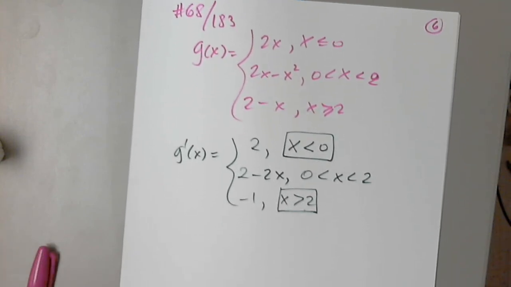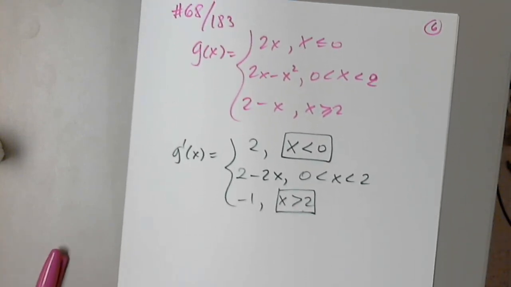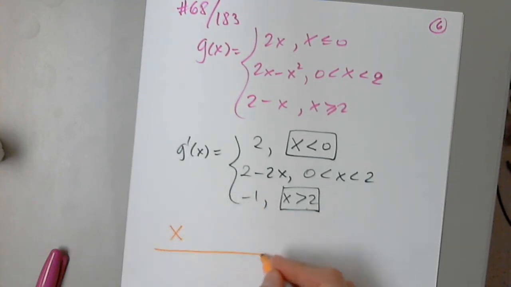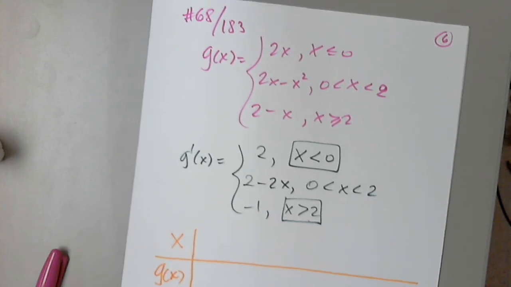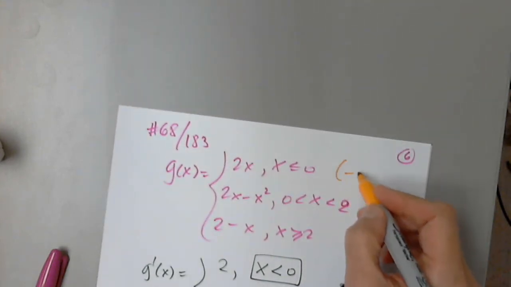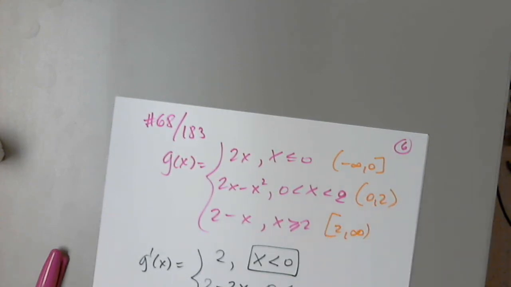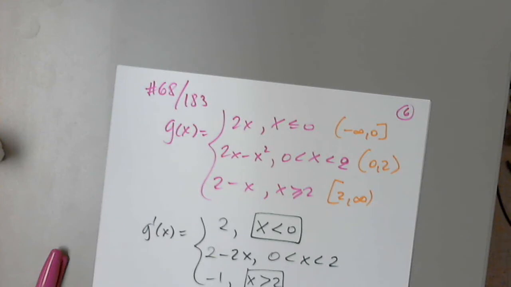Ready? Okay. So let's continue now by graphing this function, g. Well, I know that this is -infinity to 0. I know that this is 0 to 2, and I know that this is 2 to infinity. I need to identify its domain first. Can anyone give us the domain of g? So I can put it in the table.